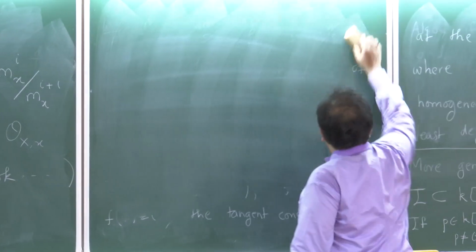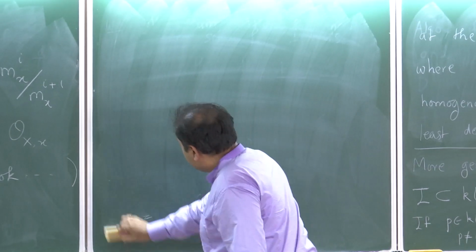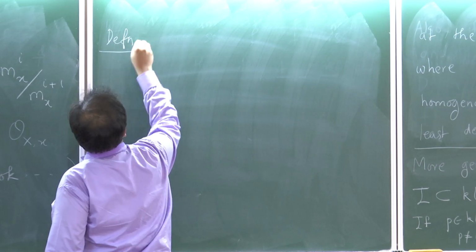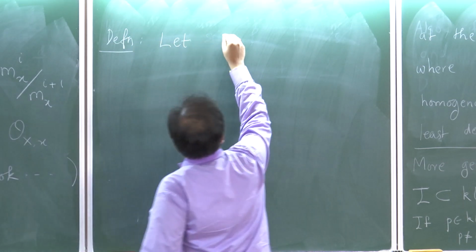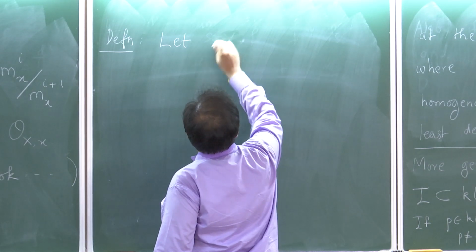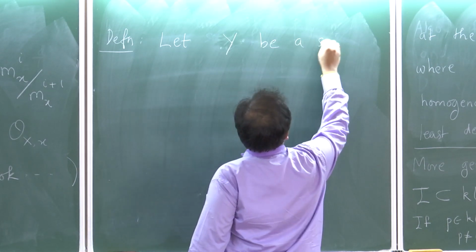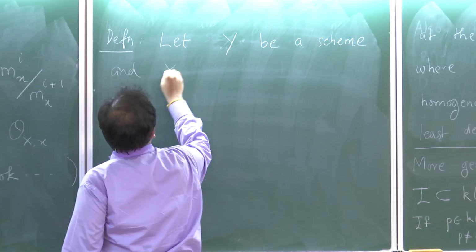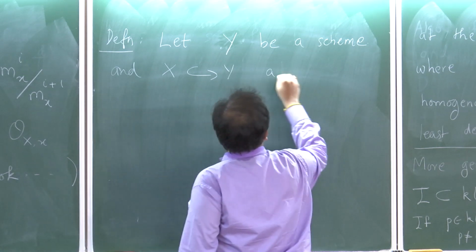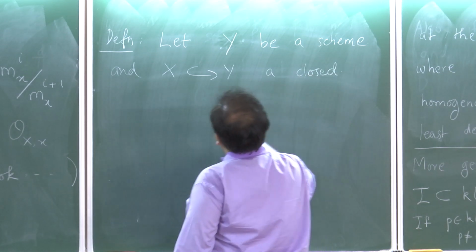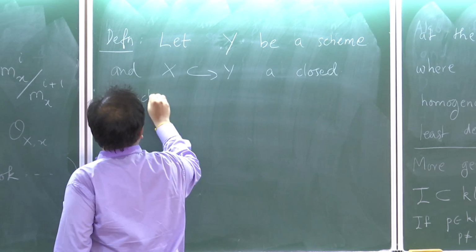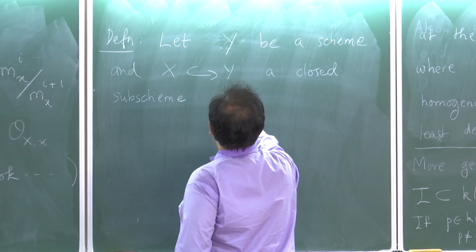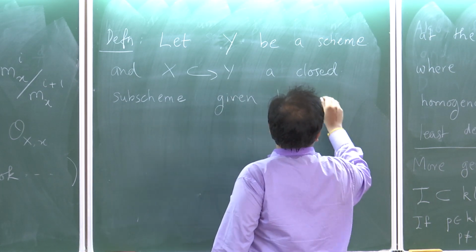Now let me write down the definition of the normal cone. Definition: let Y be a scheme, and X a closed subscheme, say given by a sheaf of ideals I.